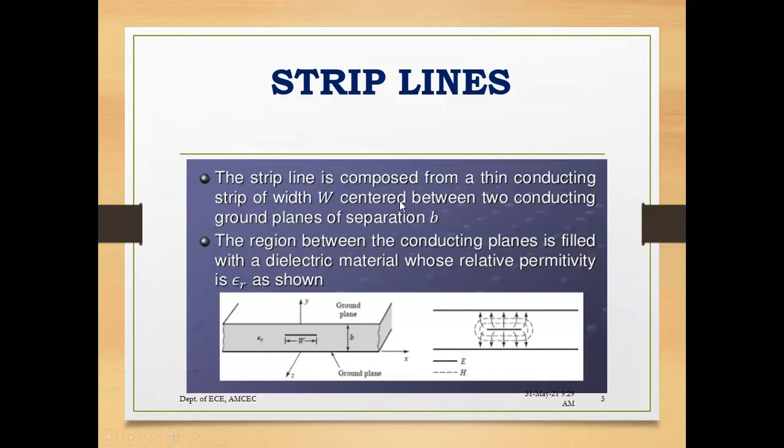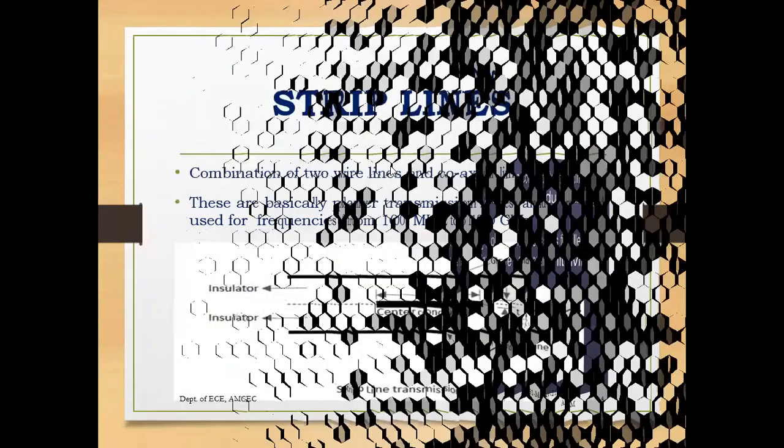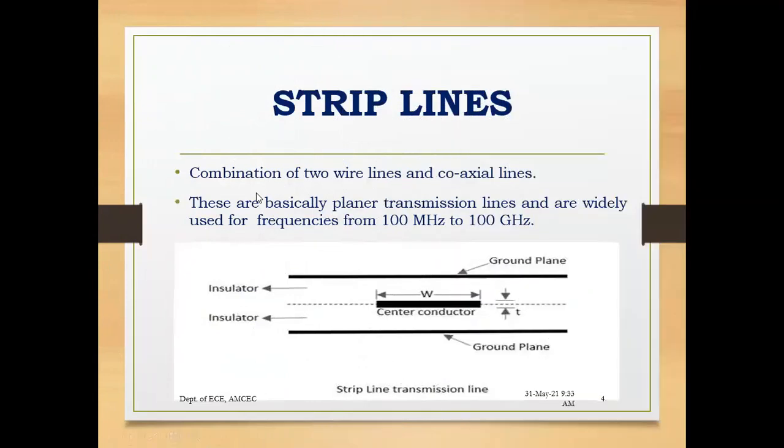A strip line is composed of a thin conducting strip of width W centered between two conducting ground planes of separation B. The region between the conducting planes is filled with a dielectric material whose relative permittivity will be epsilon R, the permittivity of the strip line. Now, when we say strip line, it is actually a combination of two wire lines and a coaxial line.